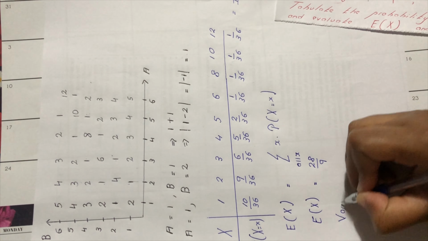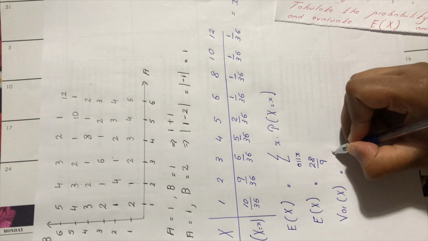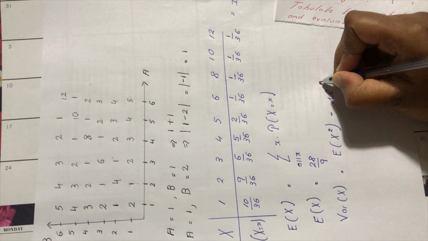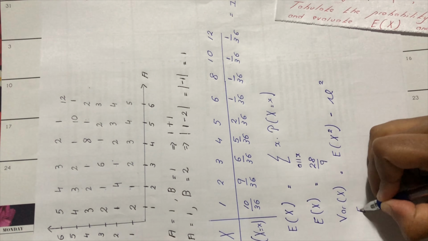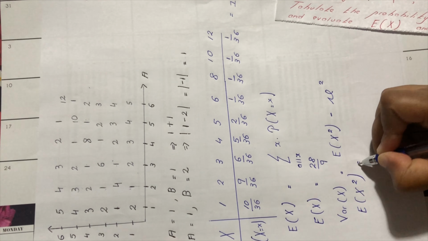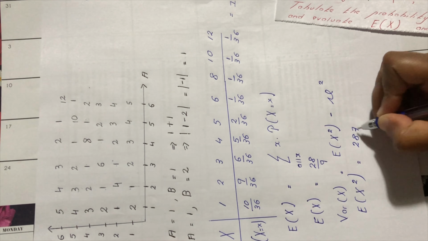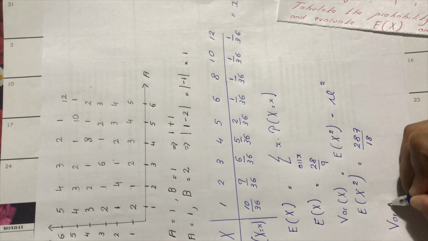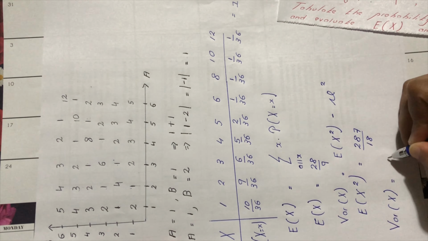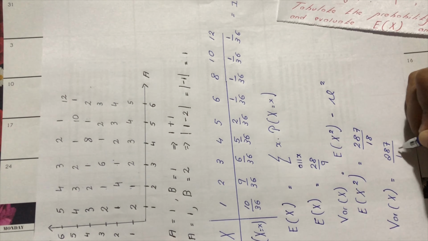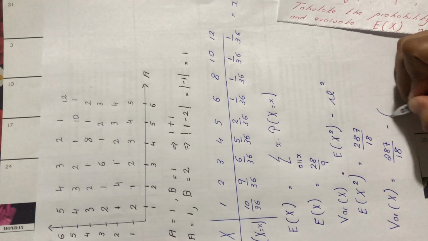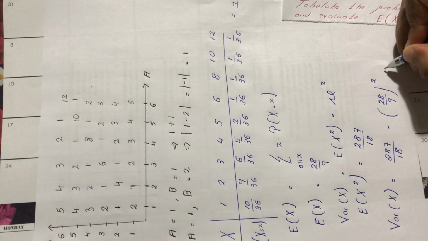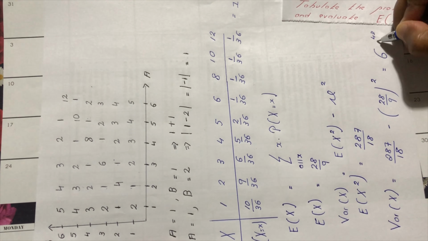The variance, first you need to find what first? You need to find the expectation of X square minus the mean mu to the square. The answer for the expectation of X square is 287 over 18. Then the variance is 287 divided by 18. You minus the mean, which is 28 over 9 to the square. You should get 643 over.